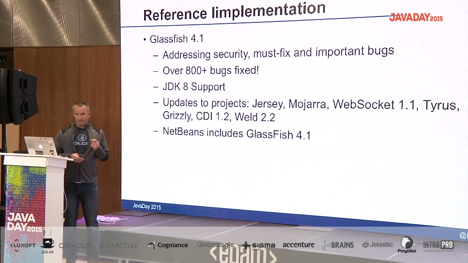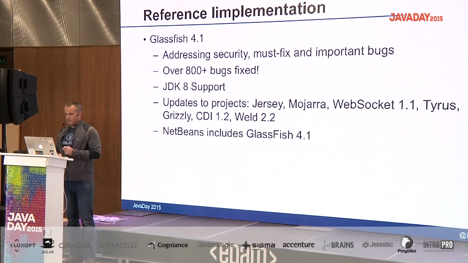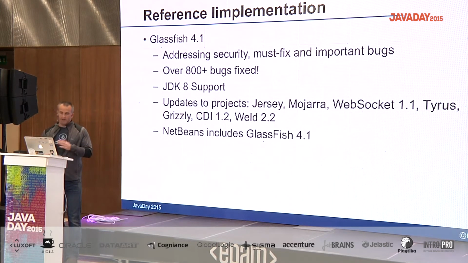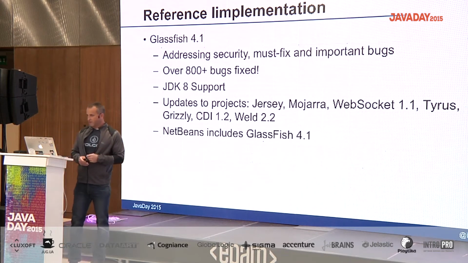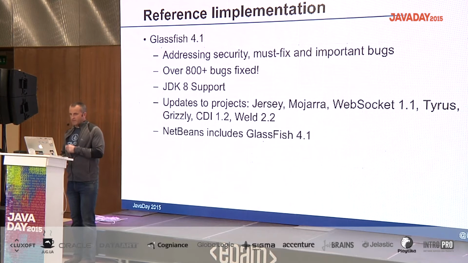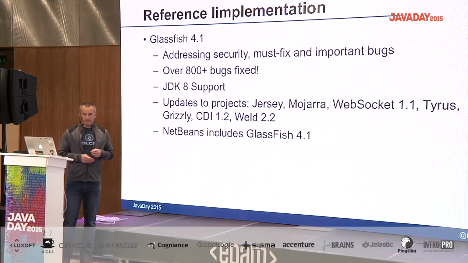So as I said, the reference implementation for Java EE is GlassFish. So both GlassFish 4 and WebLogic 12 were released around 2014, that was last year. And GlassFish 4.1 fixed a large number of bugs. It supports CDI 1.2, WebSocket 1.1, and it also supports Java SE 8.